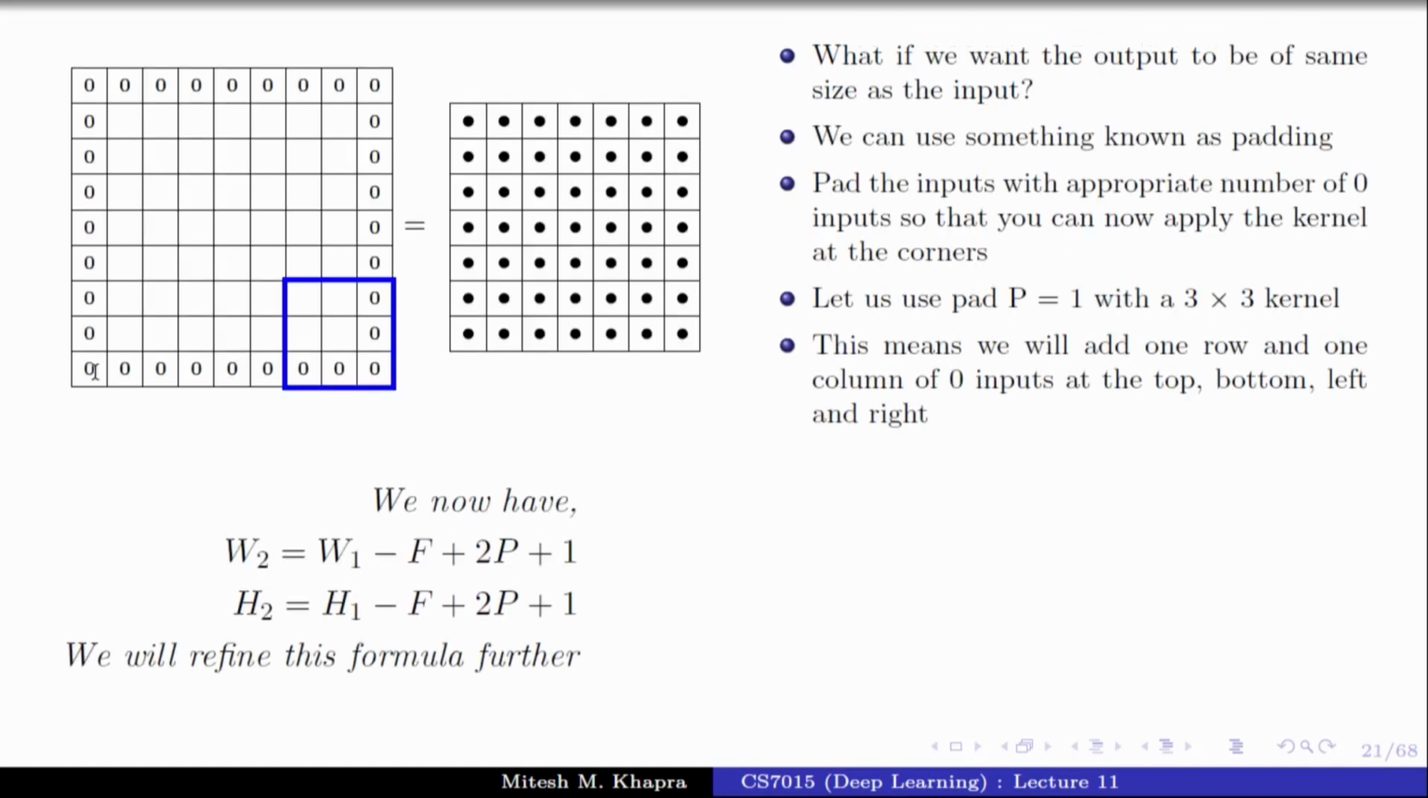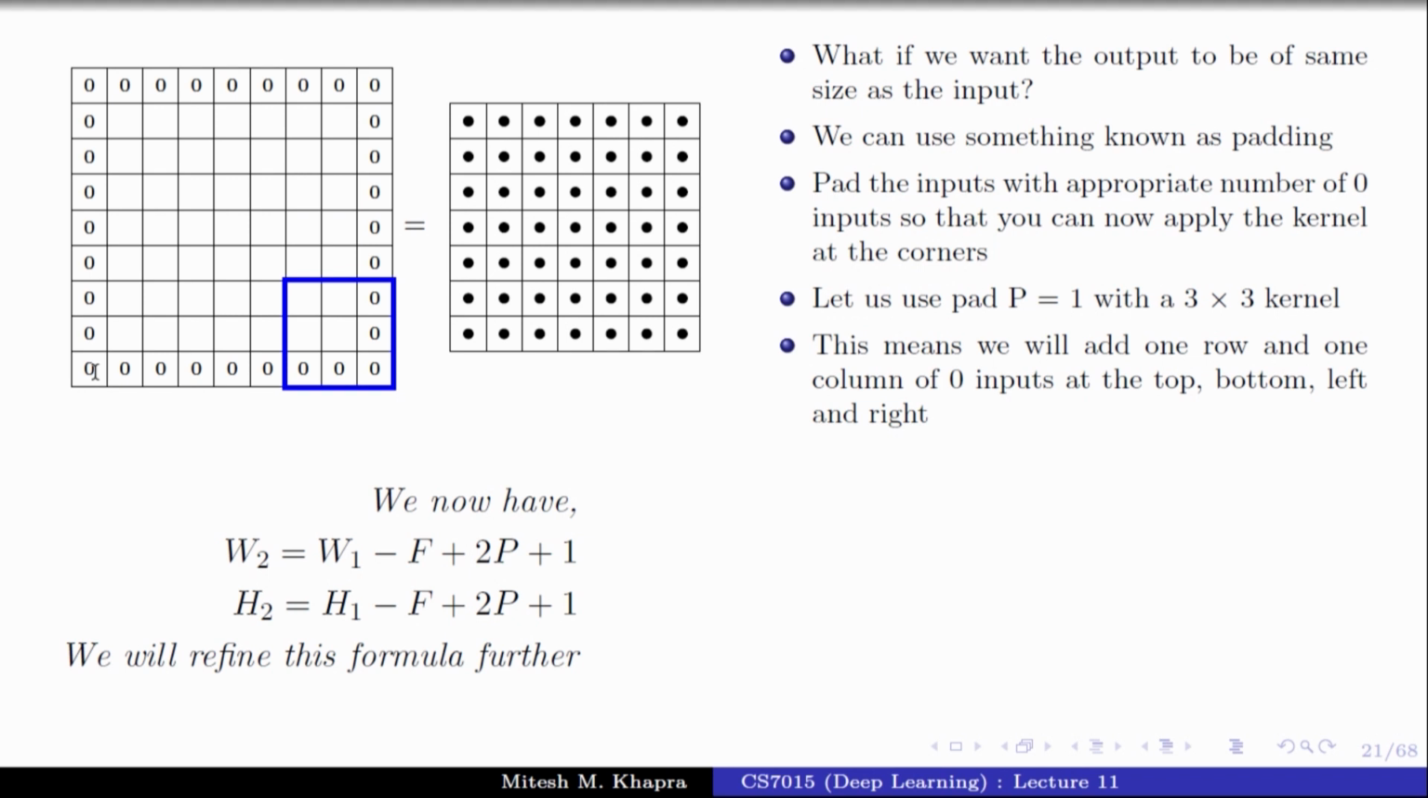W2 is equal to W1 minus F plus 1. That we already know, right? Plus, I'll give you the formula and you'll be okay with that. Is that fine? So take the value of F to be 3 cross 3 and the value of P to be 1. What will you get? W2 is equal to W1, right?